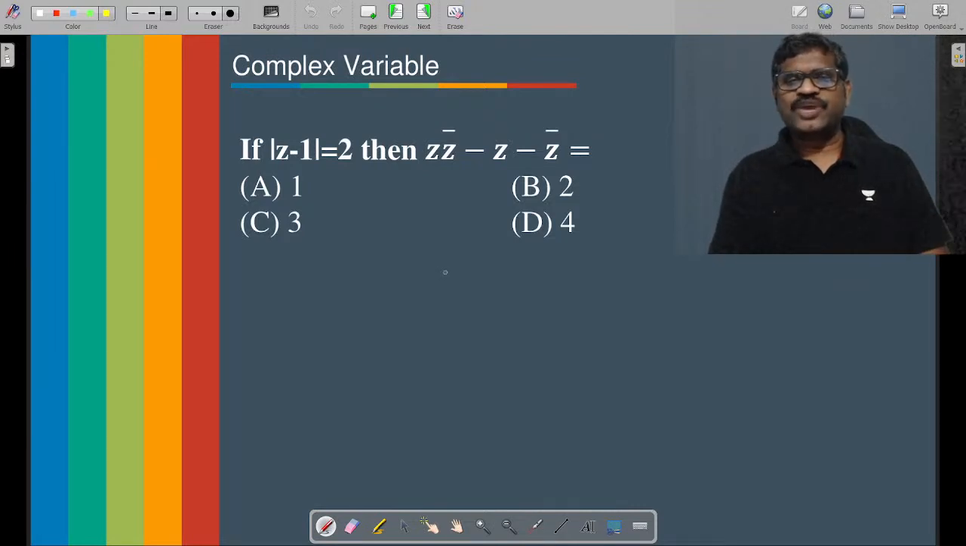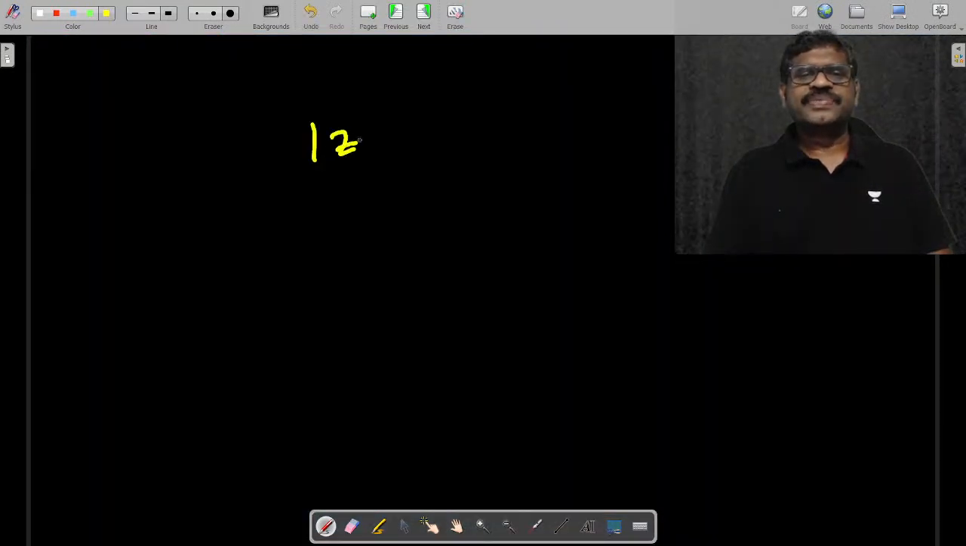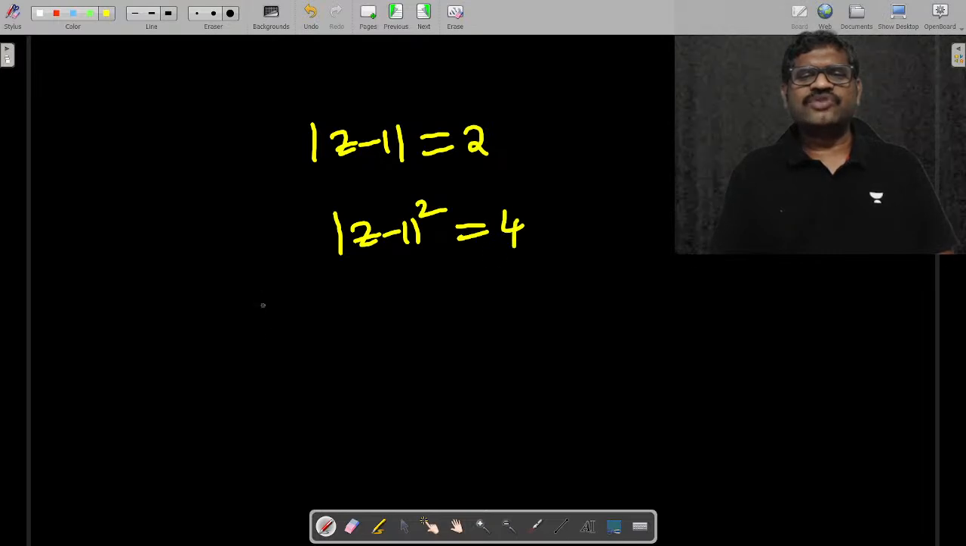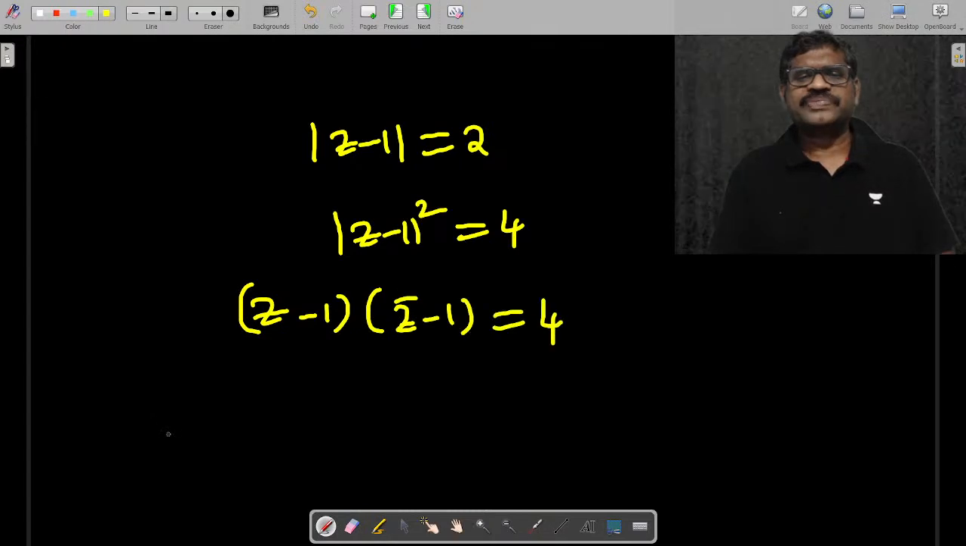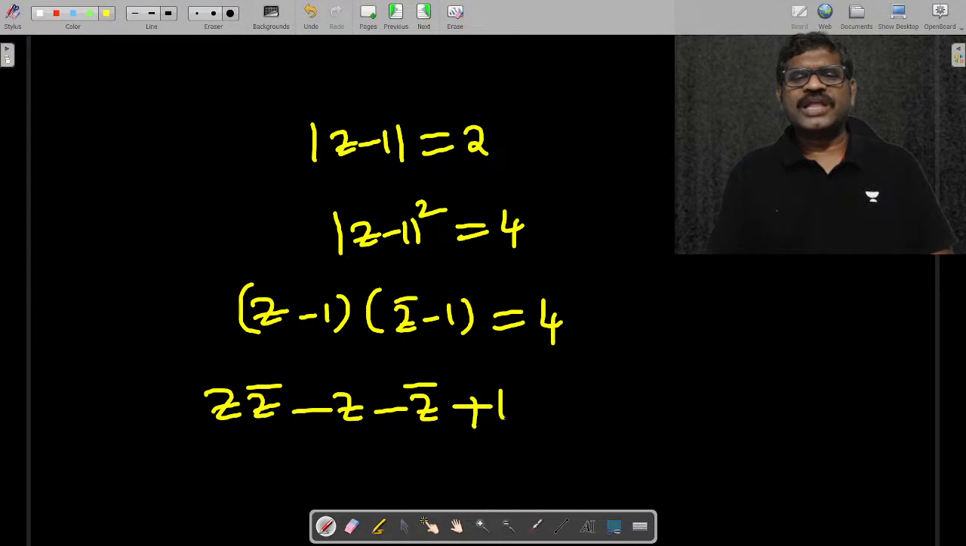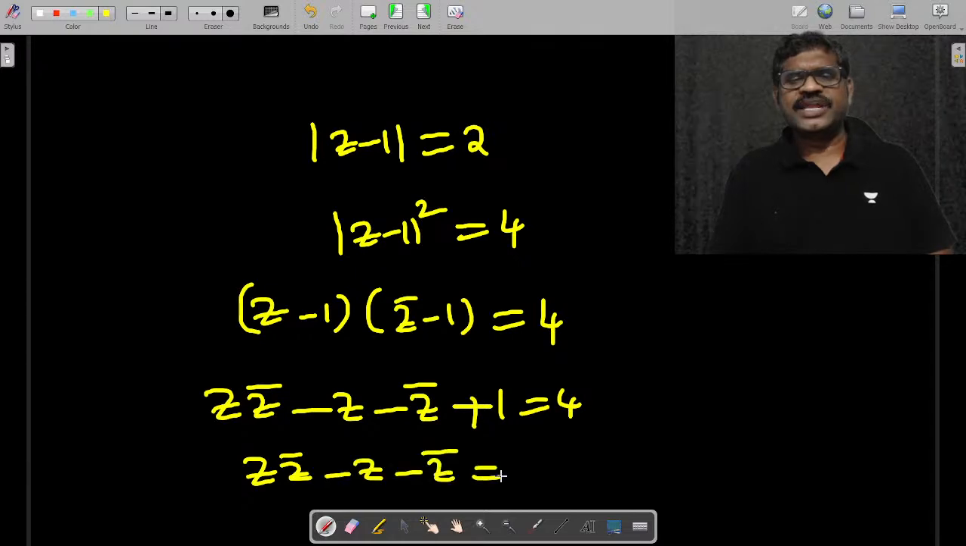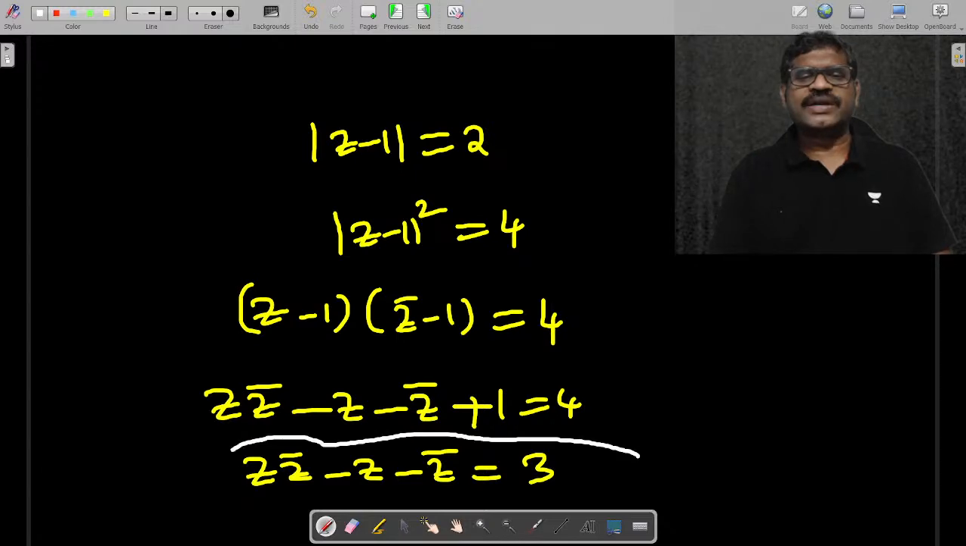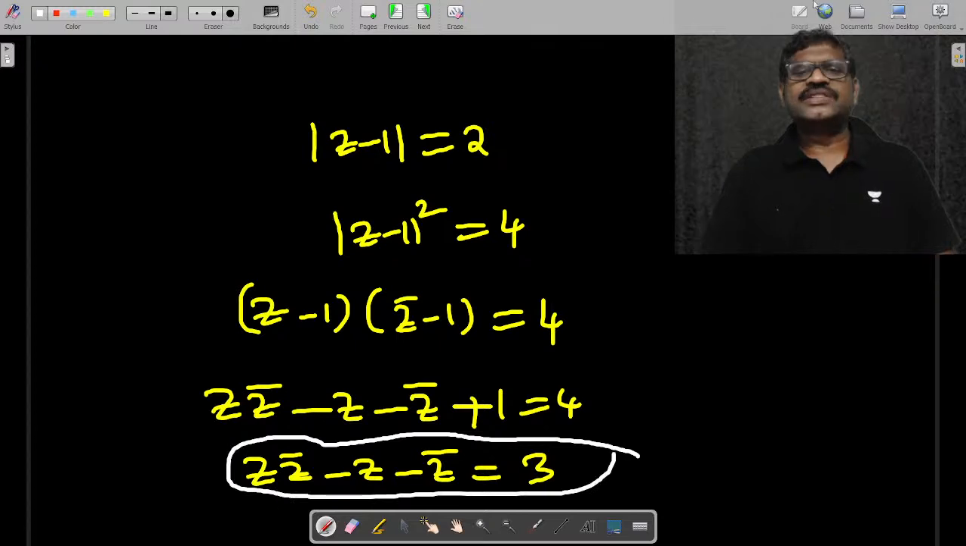If mod z minus 1 equal to 2, then find z bar plus z. Given that mod z minus 1 equal to 2, mod z minus 1 whole square equals (z minus 1)(z bar minus 1) equal to 4, so z z bar minus z minus z bar plus 1 equal to 4. Therefore the value of z plus z bar equal to 3. So finally, 3 is the answer.